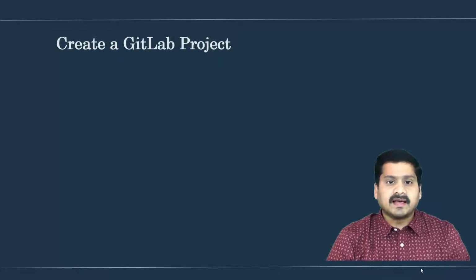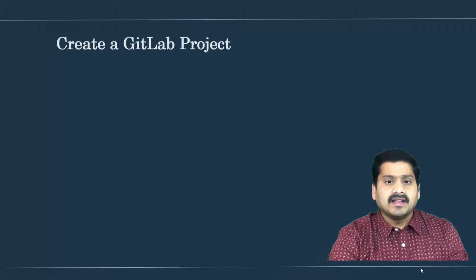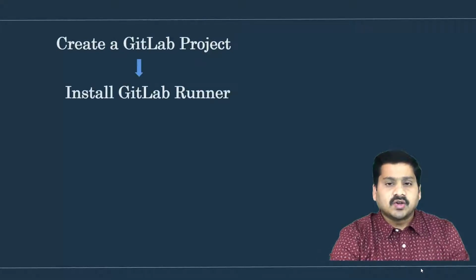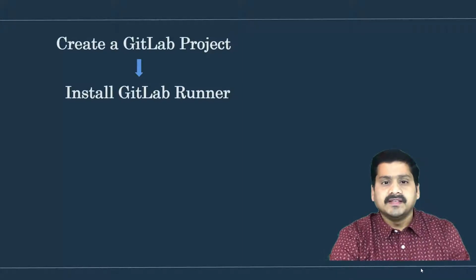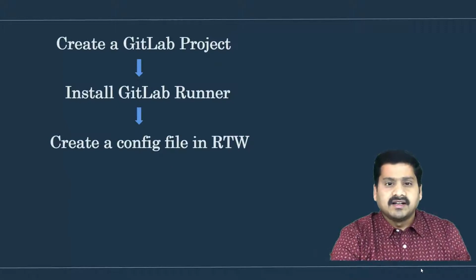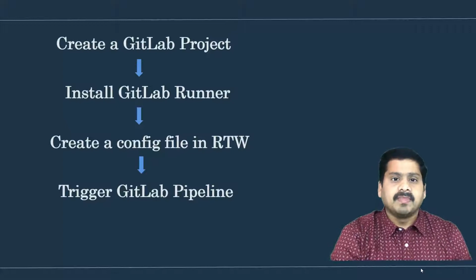We will create a simple GitLab project with a sample pipeline. This pipeline will contain a build and test stage. We will install and configure the GitLab runner to run from my local PC. We will create a config file in Rational Test Workbench that will be added to the GitLab YAML file. We commit the changes and this will be triggering the pipeline run in GitLab.